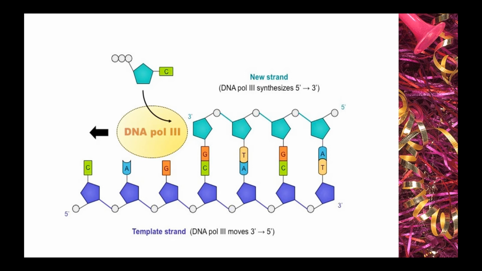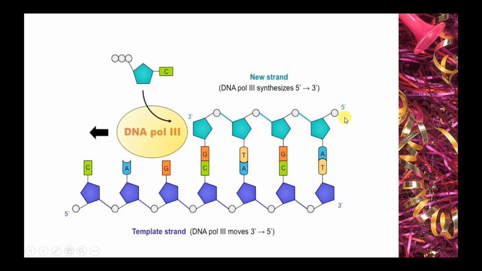Now the bases are connected to each other, and the phosphate group and hydroxyl groups are connected to each other to form a phosphate sugar backbone. This is the phosphate sugar backbone, and these are nitrogenous bases that are connected to each other by hydrogen bonds. So in this case, a DNA molecule is being synthesized.